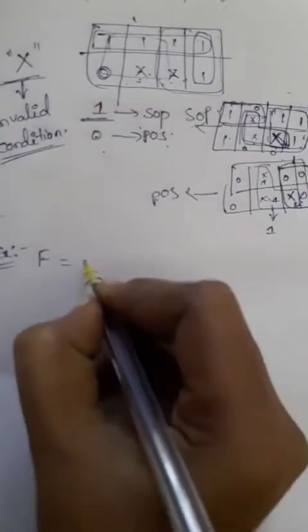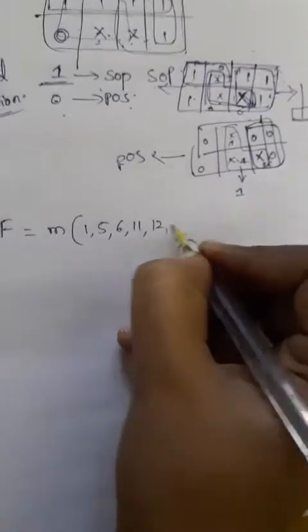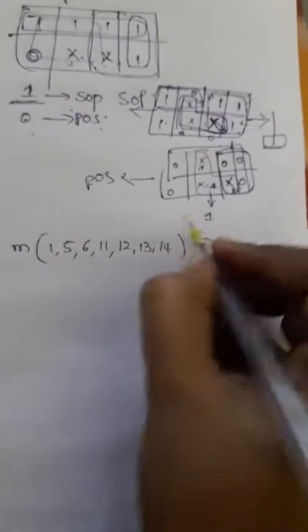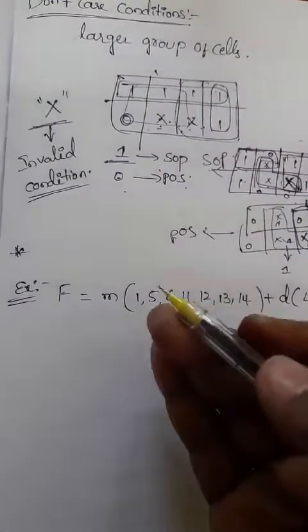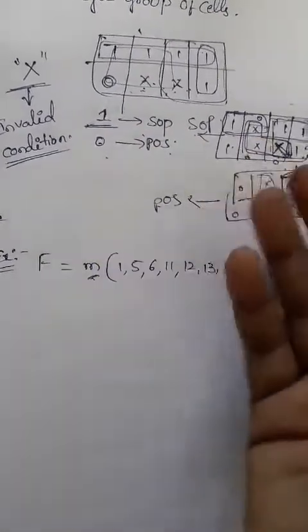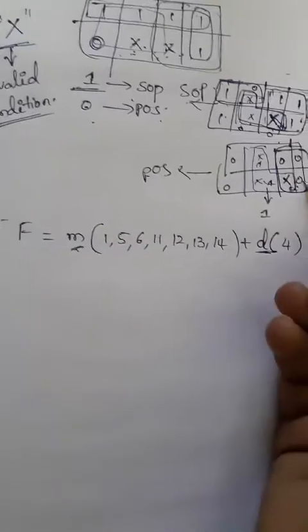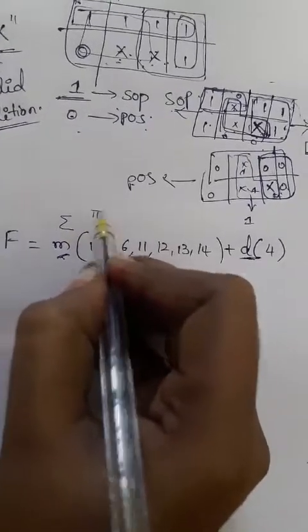So let us see one example for this don't care condition. The given expression is: M of 1, 5, 6, 11, 12, 13 and 14, plus D of 4. So this is the K-map function. Here D is nothing but the don't care, and small m, as you already know, is minterms. Capital M is nothing but maxterms. Sometimes they give it like this with a sigma symbol, or sometimes with a pi symbol.